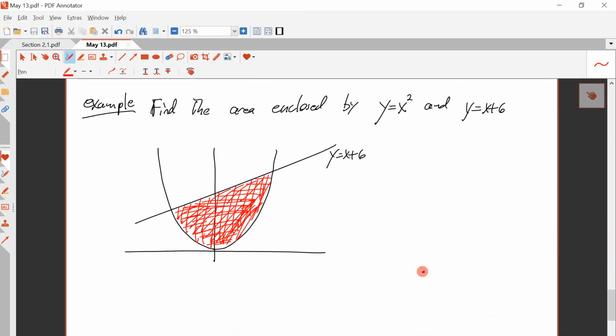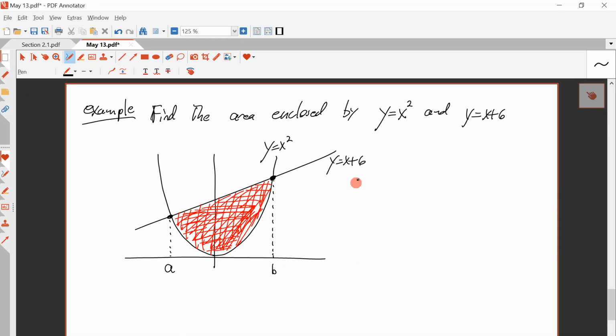Okay, we're back. So the top curve is the line y equals x plus 6, and the bottom curve is the parabola y equals x squared. The only thing we need to know is what are a and b. All right, so a is right here, and b is right there. And how are we going to find that? Well, that's when x squared is equal to x plus 6.